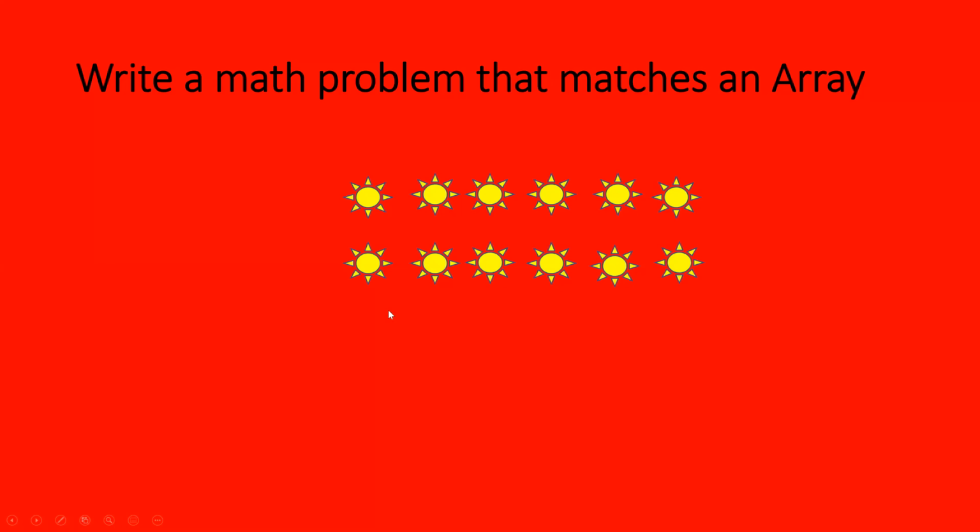So first we're going to count all of our suns. We have 1, 2, 3, 4, 5, 6. So we have 6 columns going all the way down, and we have 2 rows going across. We have 2 rows, 6 columns. So our multiplication sentence would be 2 times 6, which equals 12.